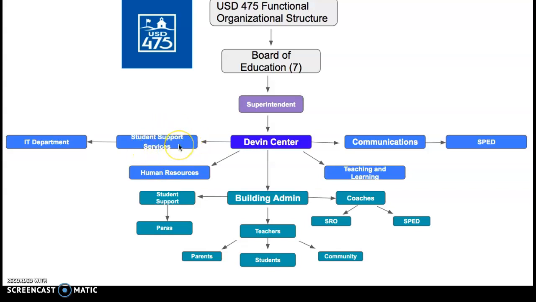Our student support services include going over and evaluating if students qualify for a 504 plan, a Title IX plan, IEPs, things like that. So underneath the Devon Center, getting directly into my actual school, JCMS, we have our building administration. So I have one principal that oversees all of Junction City Middle School, but then we each have an assistant principal for each grade level. So there's an assistant principal for 6th grade, 7th grade, and 8th grade.